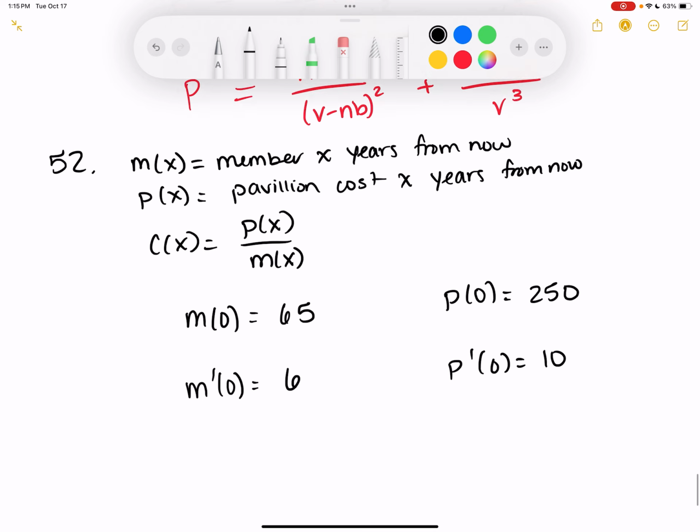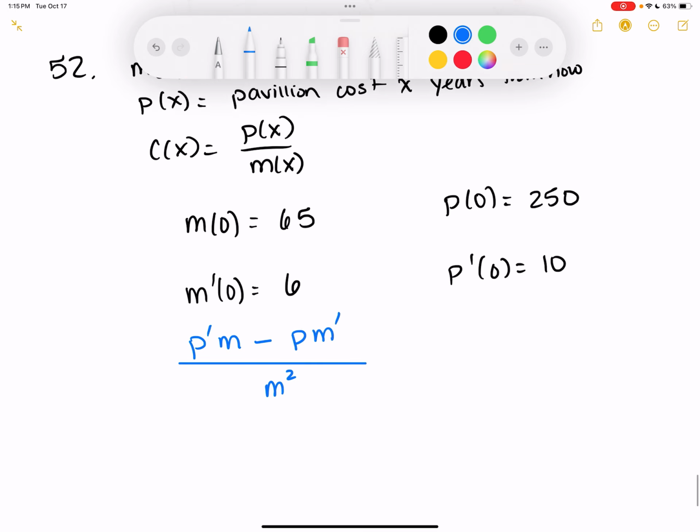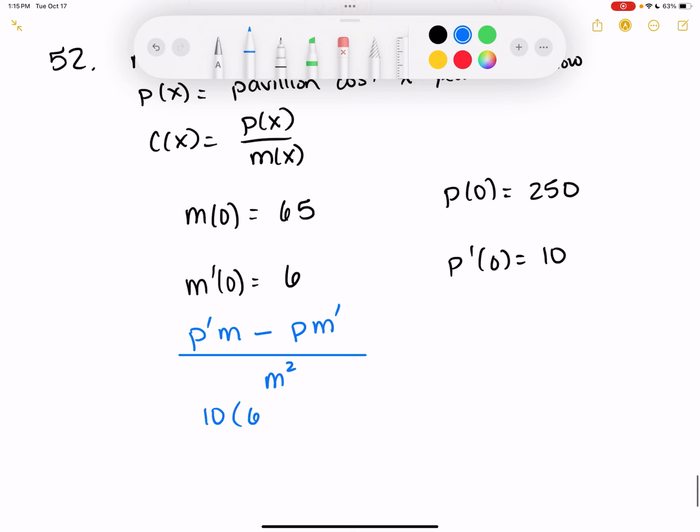Okay. So the derivative of this would be derivative of the top, so P prime times M minus P times M prime, over M squared. And so then this is where it's back to 24. We just plug the numbers in. P prime is 10 times M is 65 minus P is 250 times M prime is 6, over M squared, which is 65 squared.